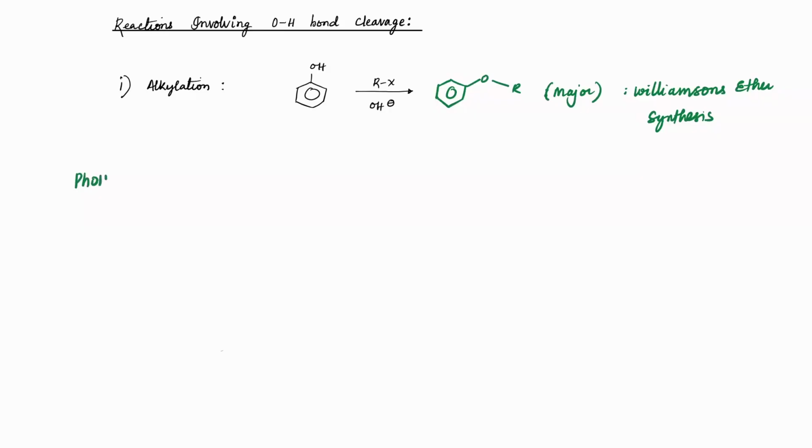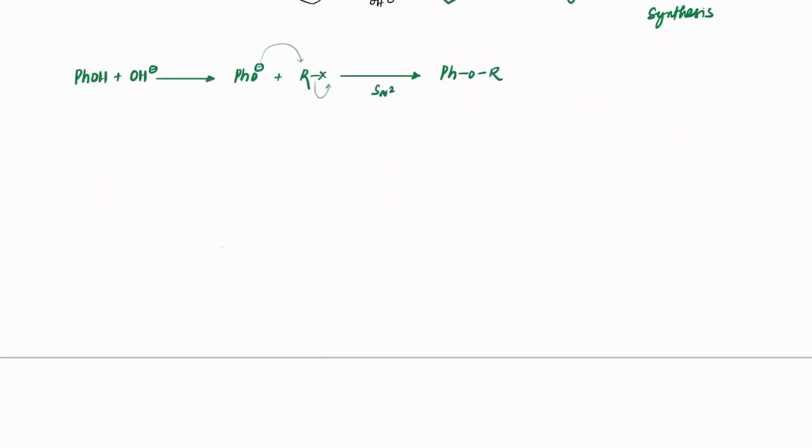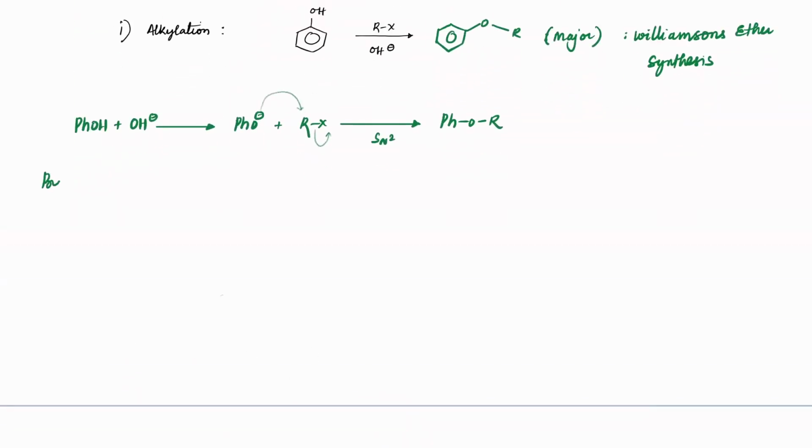So we would have PhOH in the presence of OH minus, converting into phenoxide ion, which is PhO minus, and when you react it with RX, the lone pair will attack here, removing this X via SN2 mechanism. So we'll get PhOR here. So this is the product you will get. All right. Of course, there are some byproducts also you will see. What is that byproduct?